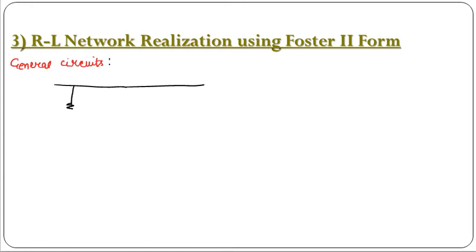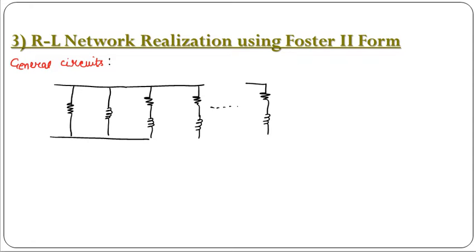First element will be resistor, that is R0, then we have inductor, then we have series combination of R and L, and then we have another series combination of R and L, and so on up to last element. This is the general circuit of RL network. Elements are, this is R0, this is inductor L0, this is R1, L1, this is R2, L2, and this is Rn, and this is Ln.